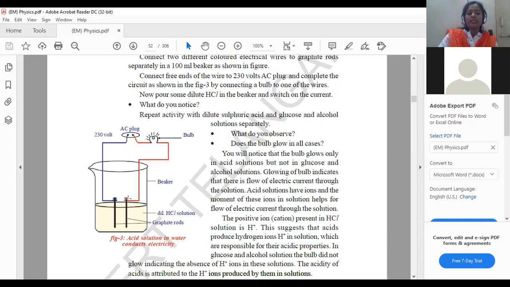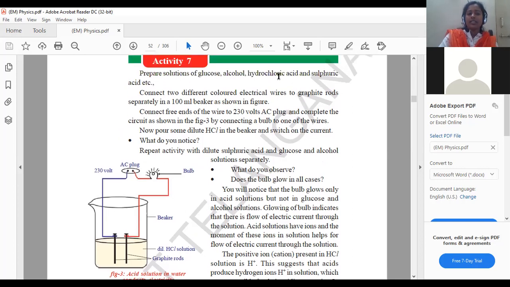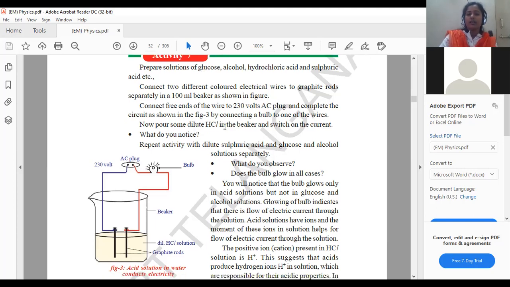Now we have to repeat the same experiment by replacing hydrochloric acid with glucose, alcohol, and also with sulfuric acid, right? Whenever glucose is taken, glucose is a non-ionic compound. Glucose is made up of C6H12O6, and when added to water, there is no ionization. Ions will not be generated in this. If ions are not there, what happens? Conduction will not be there.